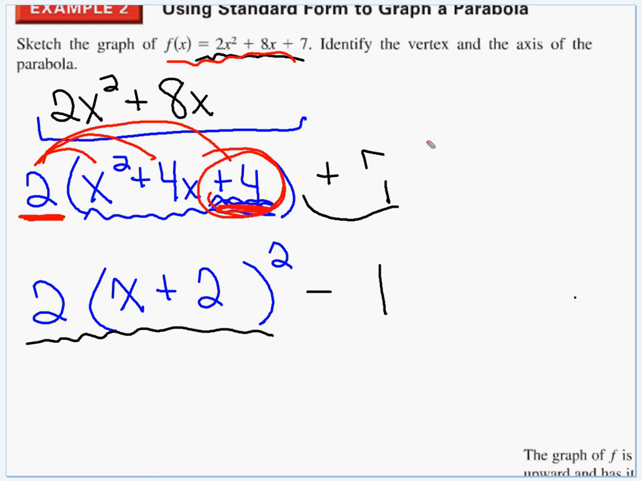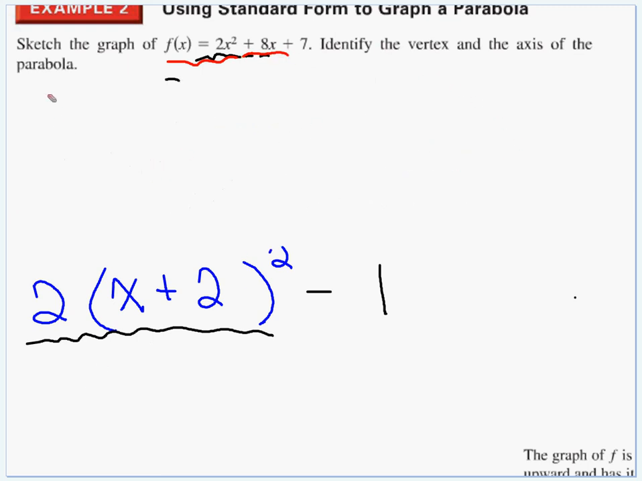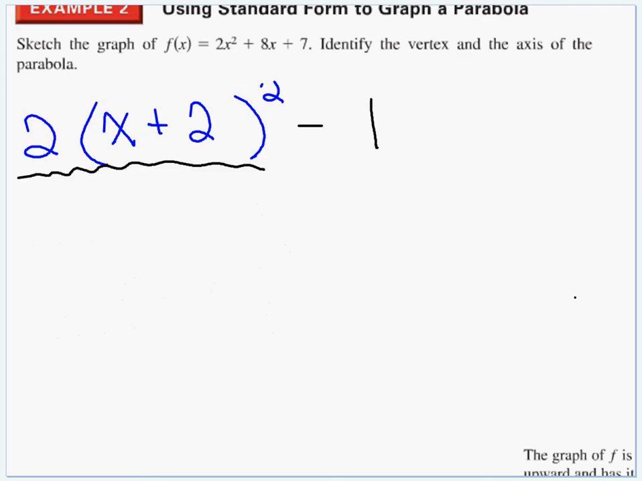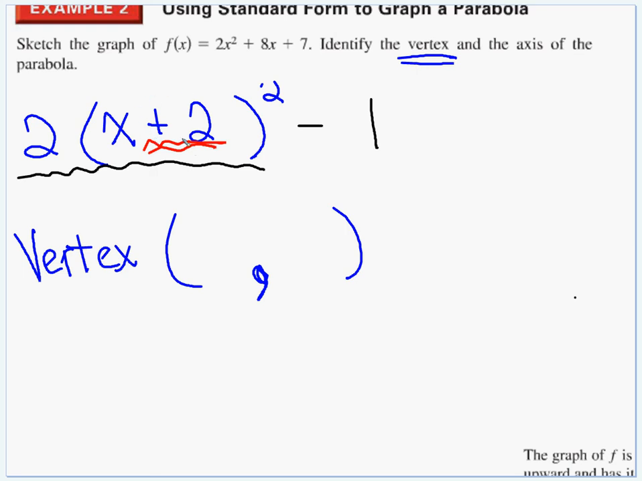Okay, once we're in standard form, it's easy to identify the vertex and the axis, and then that'll make it pretty simple to graph. So now that we're in this form, they're asking for the vertex, and the vertex is just this easy. Vertex, I've got to set a parenthesis and put a comma in there. We know it's an ordered pair. I look at this number as a plus 2, so I'm going to bring it down as the opposite, minus 2. Now outside the parenthesis, this just comes down as it is, minus 1. So there is our vertex.